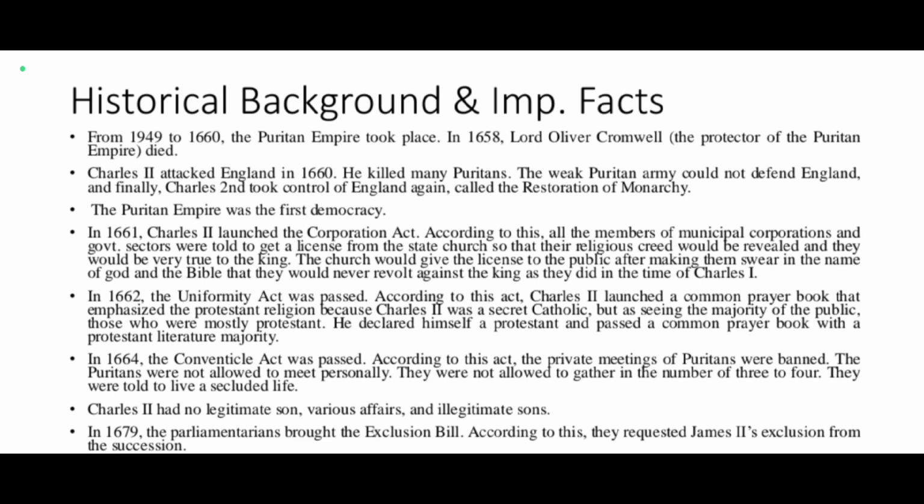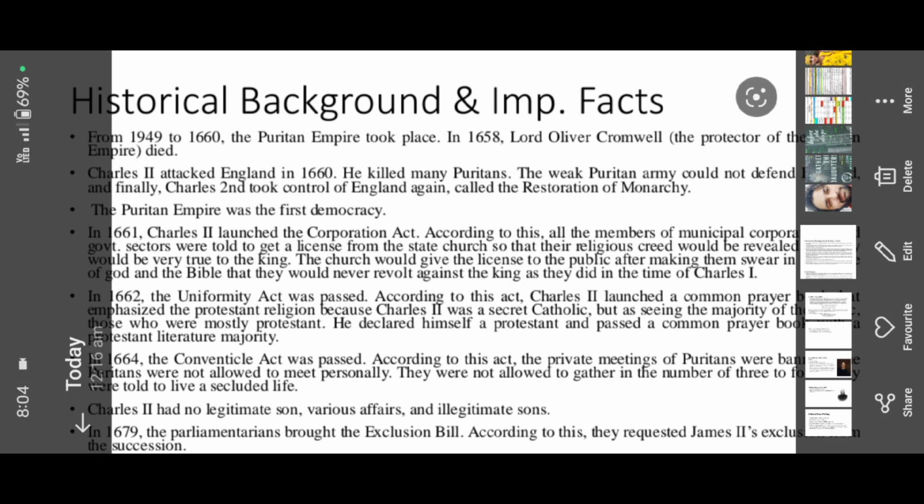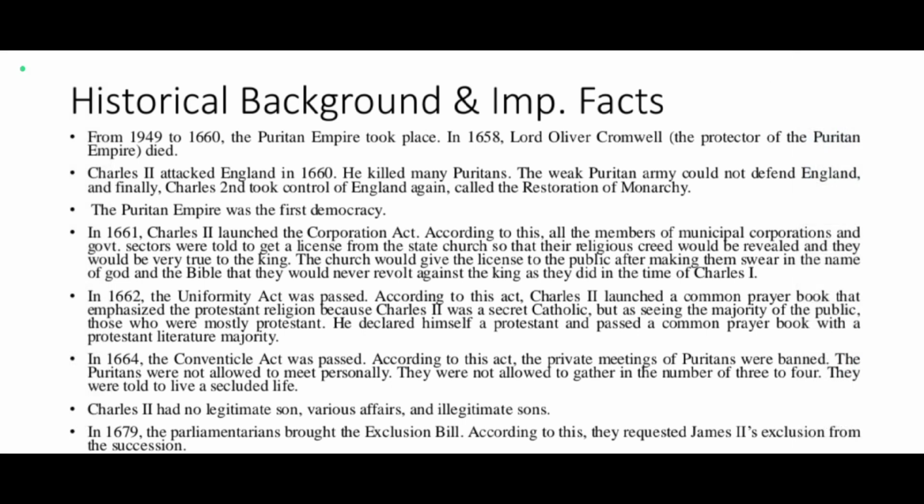Charles II attacked England in 1660. He killed many Puritans. The big Puritan army could not defend England, and finally Charles II took control of England again, called the restoration of monarchy. It was the restoration of monarchy because the Puritan Empire was the first democracy in England. Before that, only kings ruled, and after the Puritan age, the monarchy was established again. So it was called the Restoration Age.